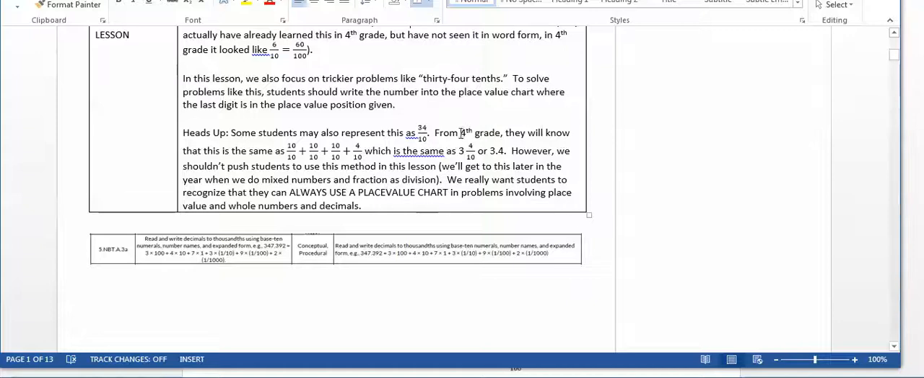We just backfill every other digit in, and then we can see that it's 3 and 4 tenths. As a heads up, some kids may write this as 34 tenths, which is not wrong. We're just going to get there later in the year. 34 tenths is the same as 10 tenths and 10 tenths and 10 tenths and 4 tenths, which is the same as 3 and 4 tenths. So that's correct. If you have a student doing that, don't tell them that it's wrong. It's correct. We're just not doing that yet because I really want students using a place value chart to show all of their work, all of their thinking for this unit.